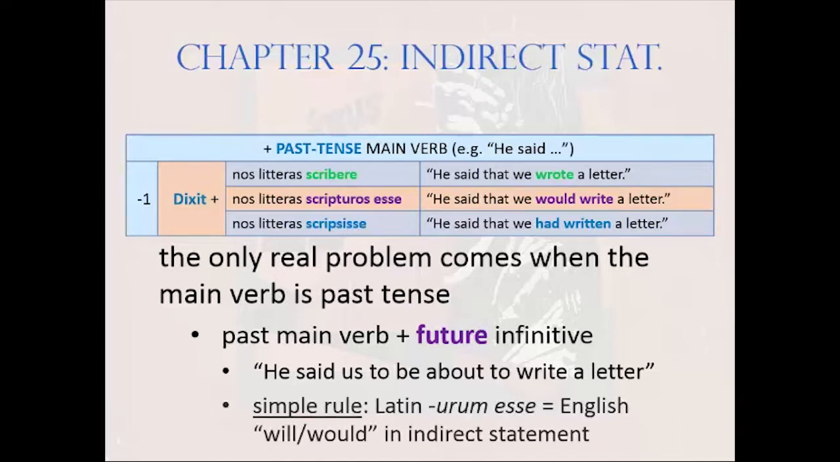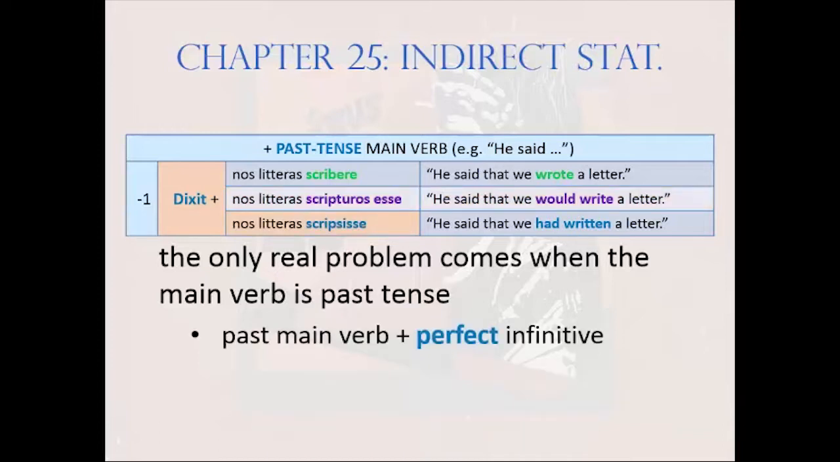a letter. One way to remember this equivalence is to learn the rule that Latin infinitives ending urum esse, or any accusative ending, uram, uros, uras, ura, in indirect statement, are equal to will or would in English. Will if the main verb is present or future, would if it's past tense. It's really that easy. Now let's see what happens if both the main verb and the infinitive are past.